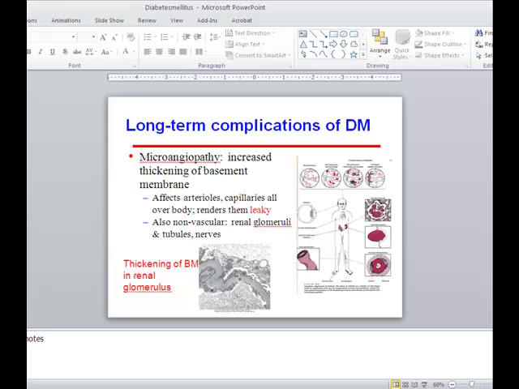And then the renal glomerulus and the renal tubules and nerves, they're all affected too. Basically thickening of the glomerulus, which is actually a capillary bed, and the renal tubules are also thickening.